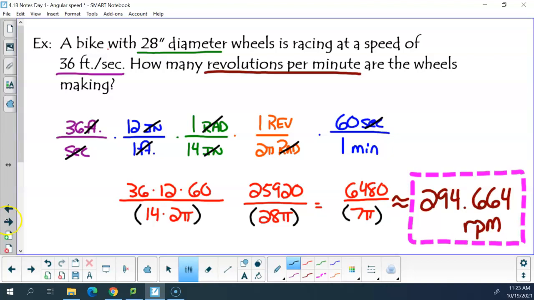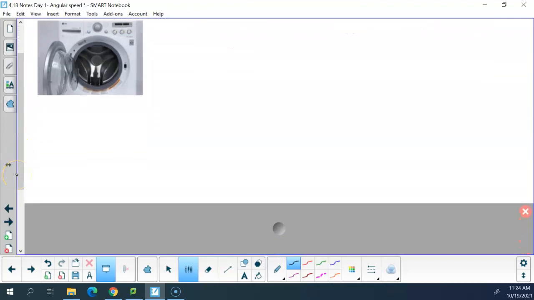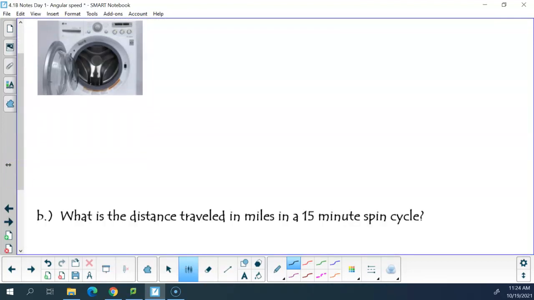Okay, one more. During the spin cycle, my washing machine rotates at 1,400 revolutions per minute. If the drum has a 27 centimeter radius, what is the speed? This is a Mrs. Hill type one, that's why it's Grant. At what speed is Grant's lost sock spinning in miles per hour? Follow-up question: what is the distance that it traveled in miles?